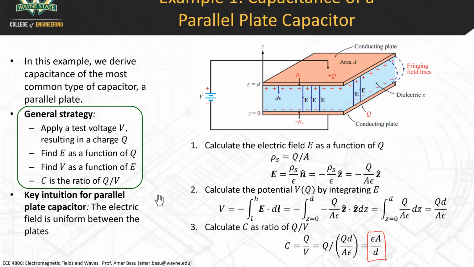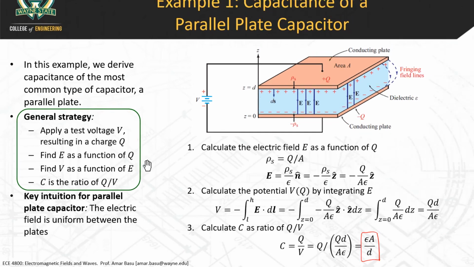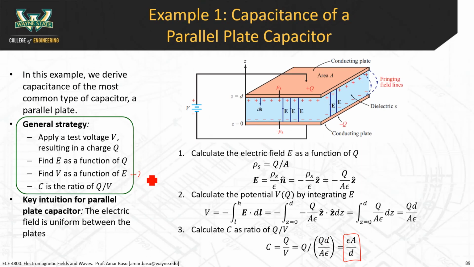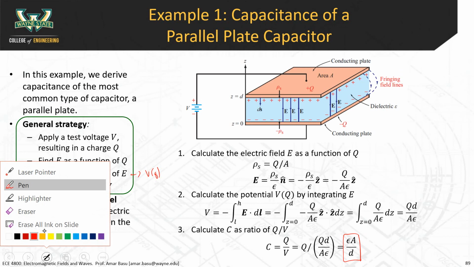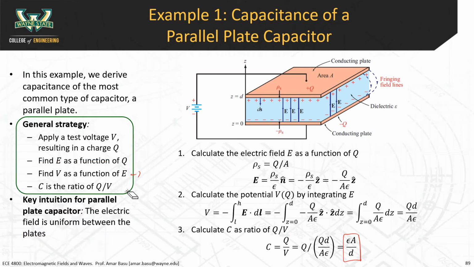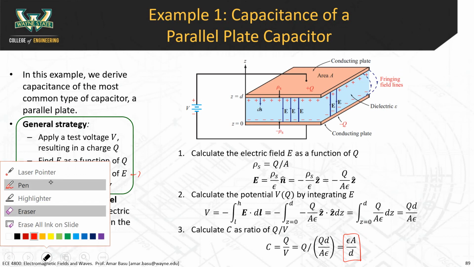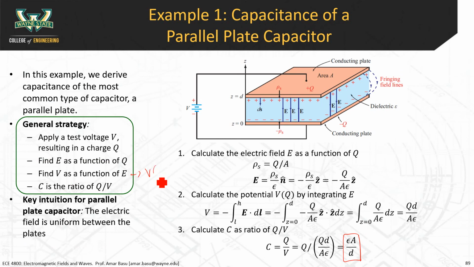So now we have V of Q after we did that. So V as a function of Q. And the capacitance is just the ratio of Q over V. So if we have a relationship of V of Q, then it's easy to find the capacitance.